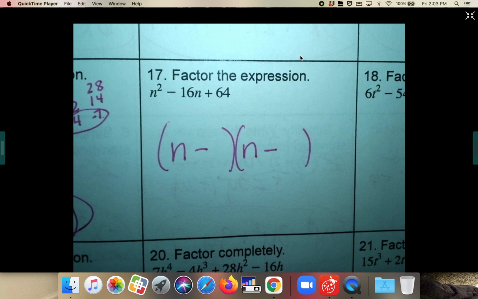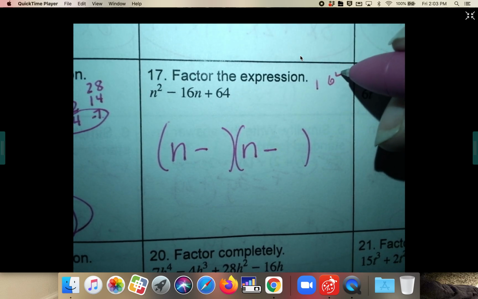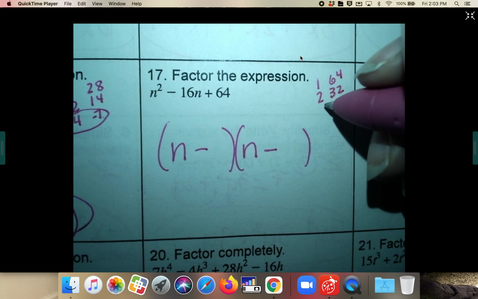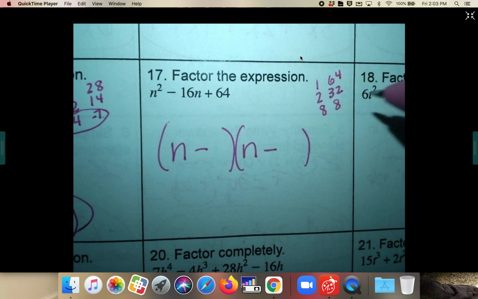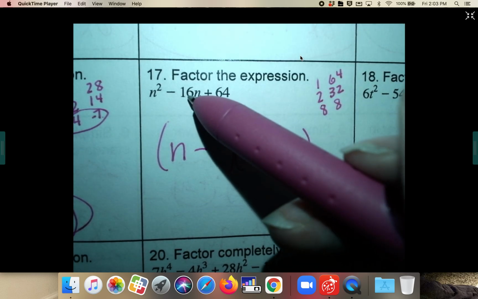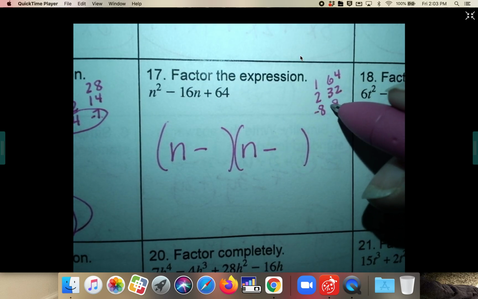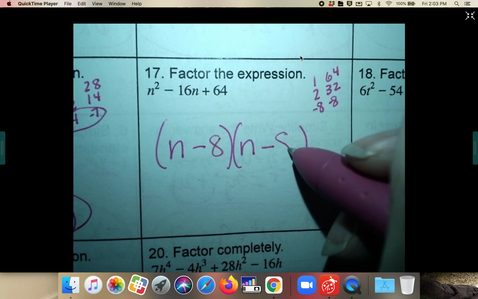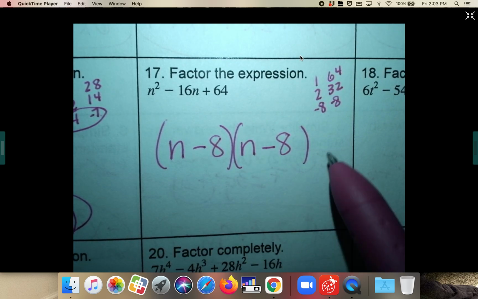So my factors of 64: 1 and 64, 2 and 32, 3, 4, oh, 8 and 8, right? 8 times 8. So we've got 8 times 8 to be 64, and 8 plus 8 would be, well, -8 plus -8 would be -16. So 8 and 8. And by the way, if you get this as an answer and circle it, it's totally correct and it's fine.